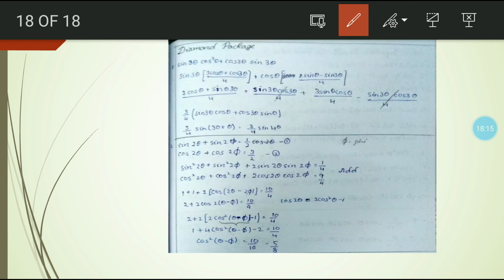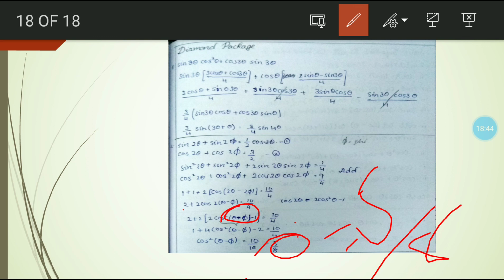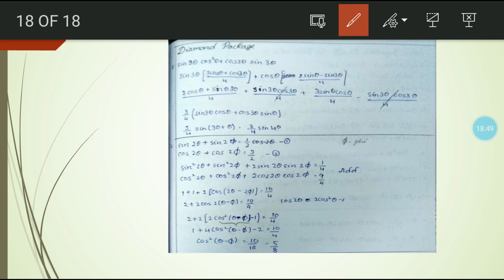Then 2 plus 2. After that, if we simplify this, we will get this. We just took this as separate, and 2 plus 2 is nothing but, as you know, 4, and 1 plus 4 cos square, and we just separated. Minus 2 will come here, 10 by 4 as it is. Then after that we simplified it more, and we got the answer as 5 by 8, right? That is nothing but option B. So with this we completed successfully our AM3.